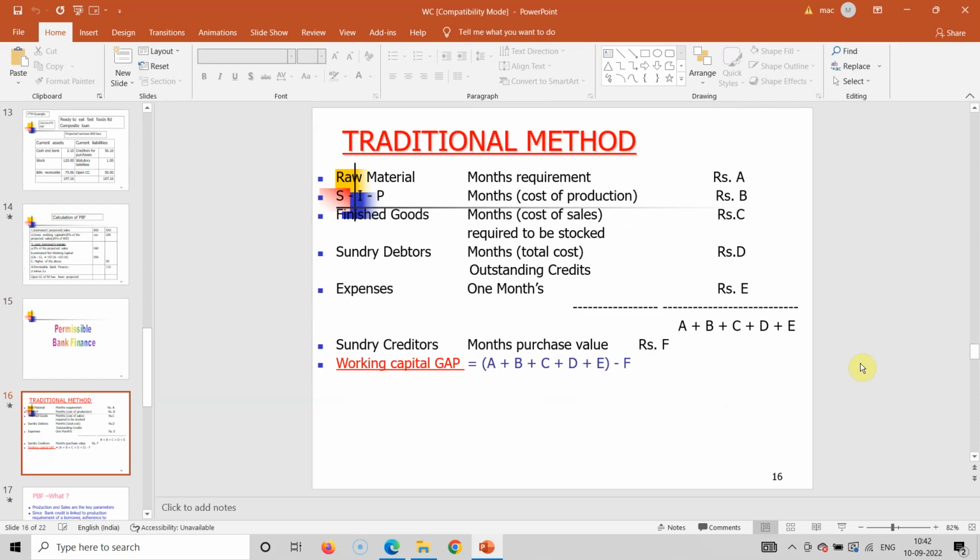Permissible bank finance, traditional method: raw material, stock in process, A and B, finished goods, C, sundry debtors, D, expenses, E. So A, B, C, D, E gives us the current assets, and sundry creditors, monthly purchase value, rupees, F. The working capital gap is A, B, C, D, E minus F. So we deduct sundry creditors from the current assets, that is raw materials, SIP, finished goods, sundry debtors and expenses. So creditors, which is due to us.